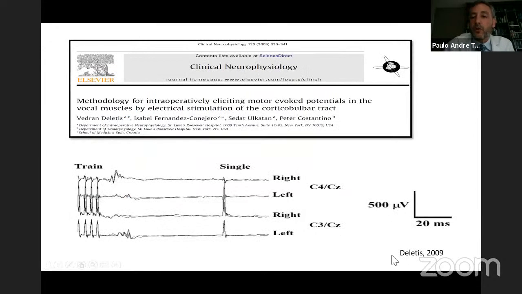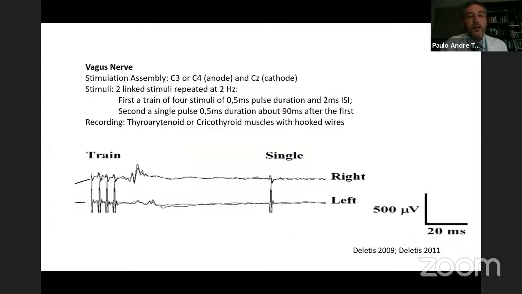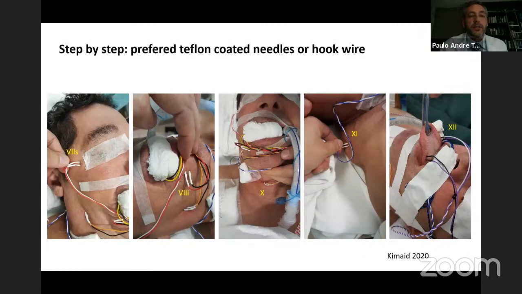Dr. Deletis also published his results using the same paradigm for the vocalis muscles, putting electrodes in the vocal cord, and 2 years later for the cricothyroid muscle, which is a more extrinsic muscle of the larynx, so it is much easier to put the electrode there. This is the way I do it.